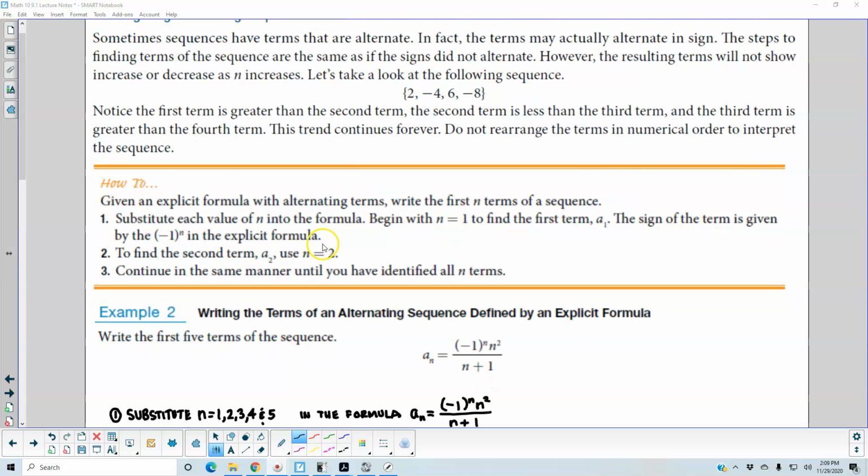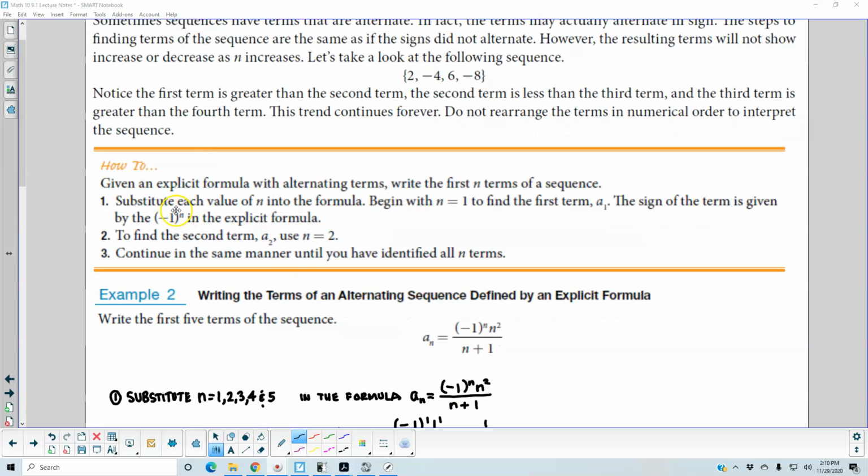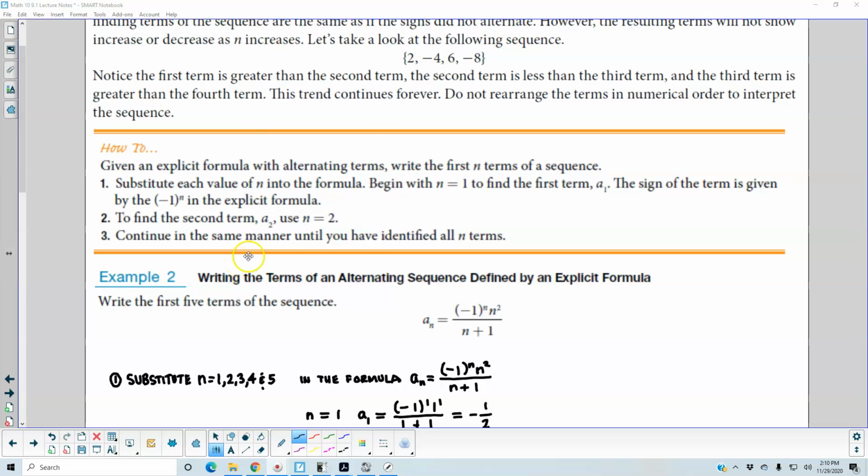Now, if we're given an explicit formula with alternating terms, we're going to write the first n terms of a sequence. Step number 1, we're going to substitute each value of n into the formula. We're going to begin with n equal to 1 to find the first term, a subscript 1. The sign of the term is given by (-1) to the power of n in the explicit formula. To find the second term, a subscript 2, we're going to use n equal to 2. And then we continue in the same manner until we have identified all n terms.